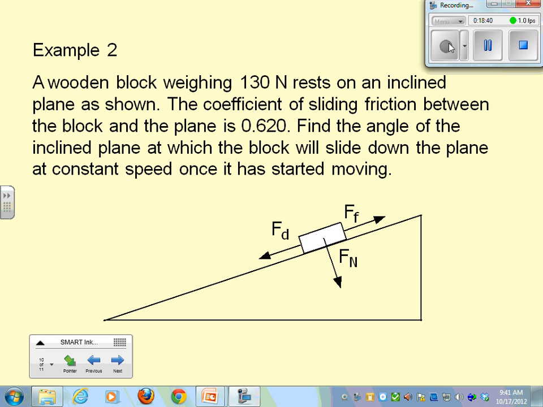There's some magical angle. As I raise it up, there's some magical angle. If I go too high, the block's going to do what? It's going to accelerate. But there's some angle somewhere where it will slide at a nice, perfect, constant speed. What is that angle?